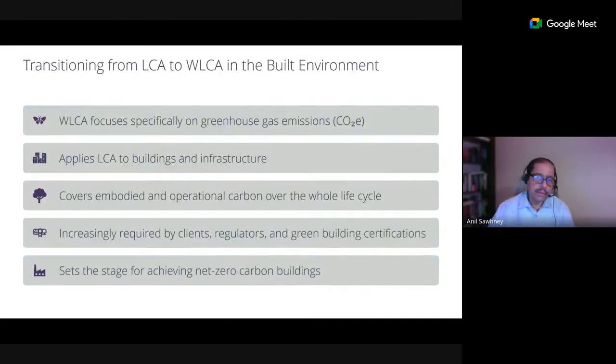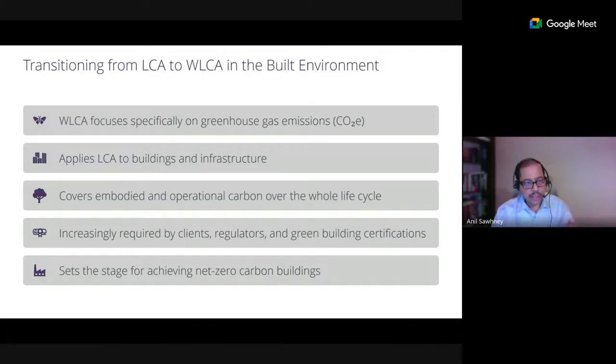Now, we have adopted or adapted LCA to carry out whole life carbon assessment in the built environment. These are the adaptations that we have done. First, WLCA for us right now only focuses on greenhouse gas emissions. So it only focuses on CO2 equivalent when we do our assessment. So that's the first change we have made from a generic LCA to a WLCA for our sector.